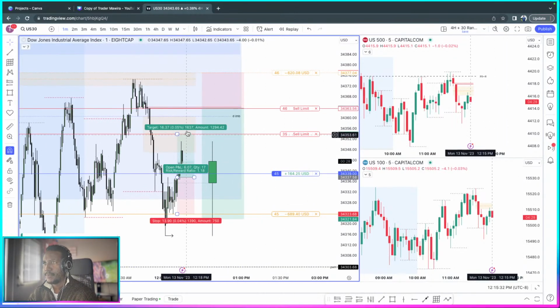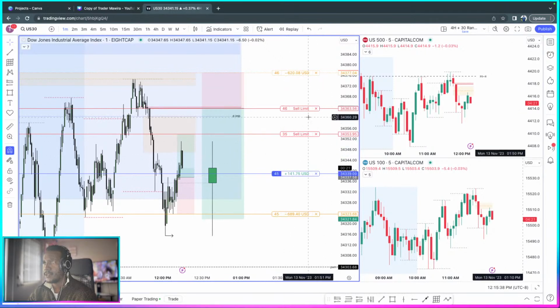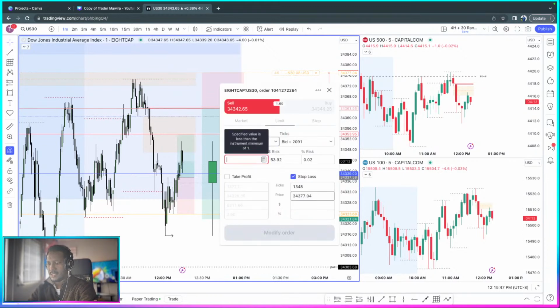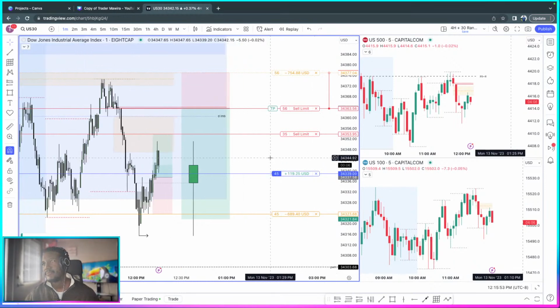So if we keep on coming up and we get in here, then this is what I'm gonna do. I'm going to put another sell limit here because 46 plus 10 of what is left. So let's change that to 56 so we can have our 0.25%. So the math is not mathing.